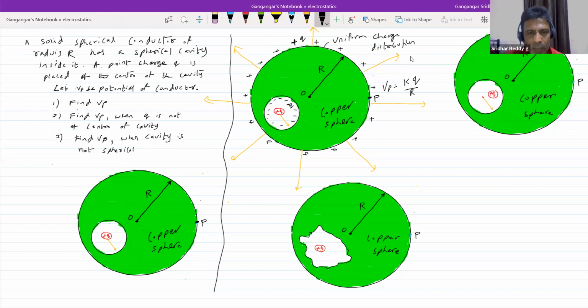Now you displace this cavity. You change the position of the cavity. Still, what will happen to the field outside, the lines of force, the magnitude, or the charge on the outer surface? Will it change? No. Irrespective of the position of the cavity, anywhere inside the copper sphere, if you displace the cavity, the charge distribution on the outer surface will not change. The lines of force will not get disturbed.